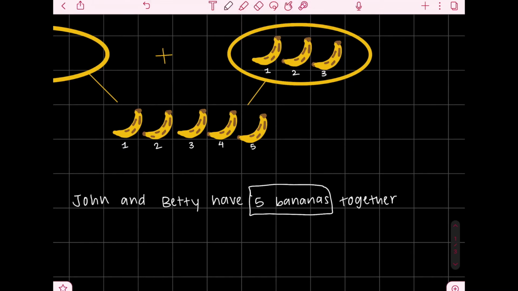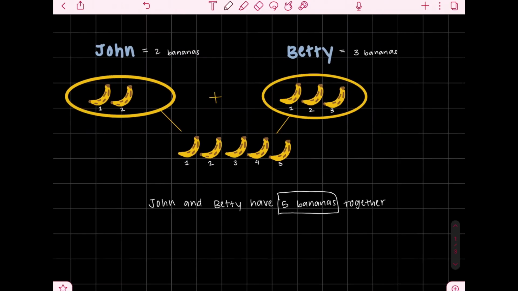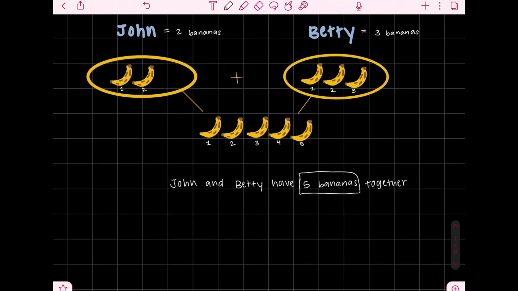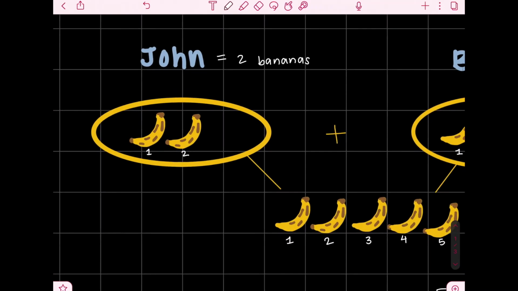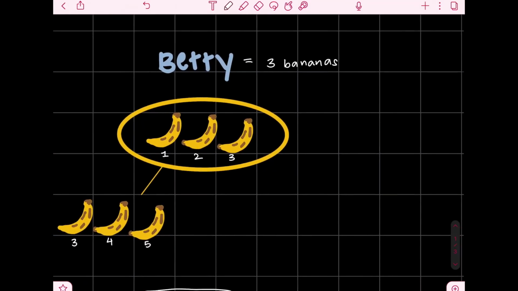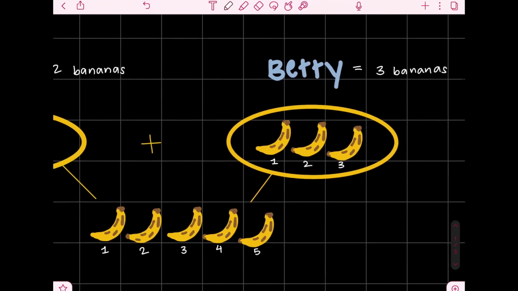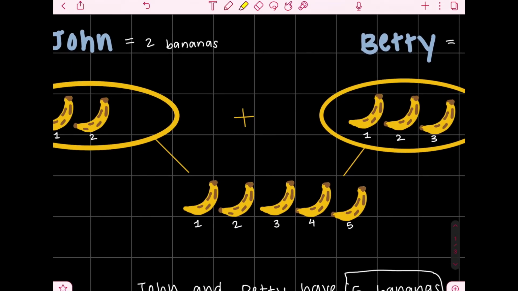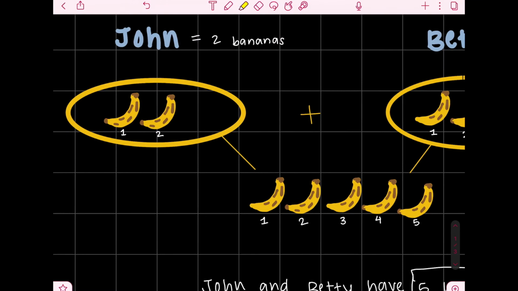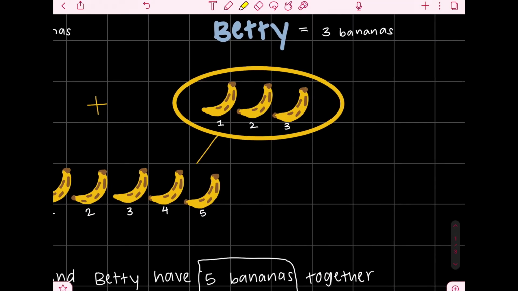I'm going to quickly go over what we just talked about in this example, just like I did for the one with apples, just so we can gain a better understanding of what we're talking about one more time. All right, so we started off with 2 bananas from John's side, and then we have 3 bananas from Betty's side, and we wanted to see how many they have together, which is why we decided to add the 2 amounts together. So what I did was I brought 2 of John's bananas over here, and then I got 3 of Betty's bananas, 1, 2, and 3, over here.